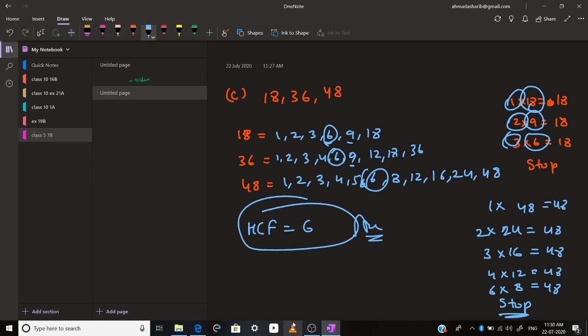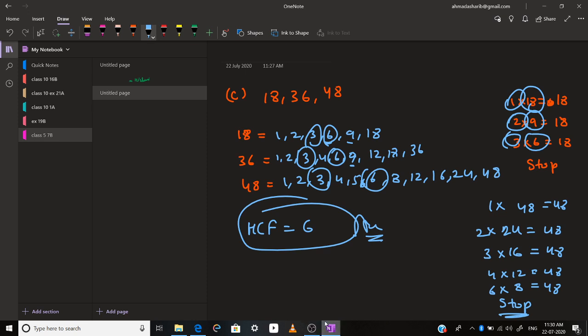Okay. Now you will say, sir, 3 as HCF could also be possible. HCF could be 3 also, but 3 is not the HCF because we have to see the highest number, and the highest number is 6. That is why the HCF is 6. Okay. This was question 1 of exercise 7B.